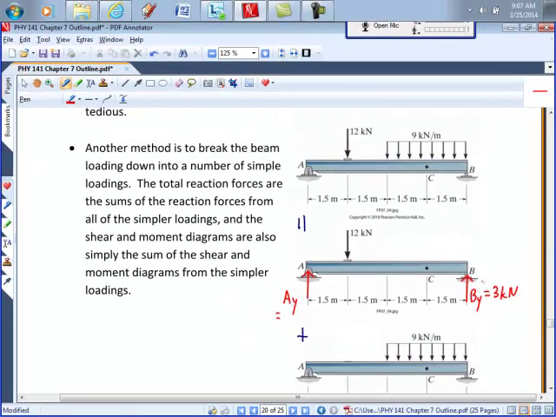Then we could use the sum of forces in the y direction, and we could fairly easily see that Ay is going to be 9 kilonewtons.